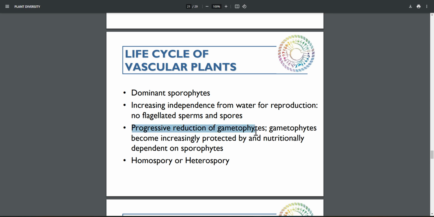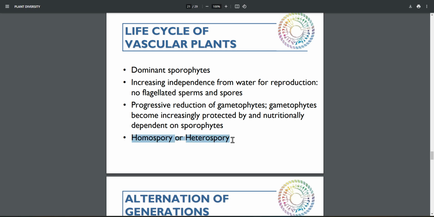And then this is the really silly part: progressive reduction of gametophytes. Remember how in algae or the liverworts and such, the gametophytes actually help nurture the sporophytes. Now it's completely different. The sporophytes are nurturing the gametophytes, and the gametophytes are actually becoming smaller and smaller. Crazy. And then finally, you have homospory and heterospory, which I will talk about later.